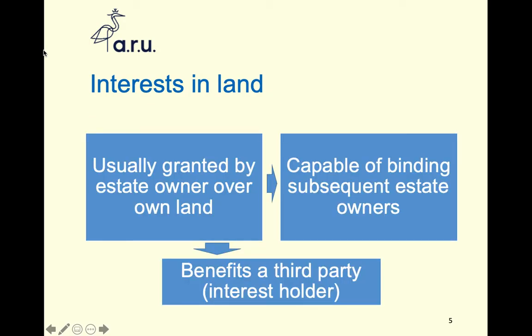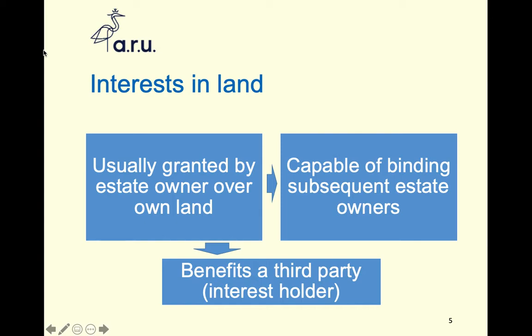As you'll see in the left box, you've got an interest in land that is usually carved out, created or granted by the estate owner themselves over land. That will be my wanting to go to the bank and borrow money in return for a mortgage on the property. That allows me to have the money I need to buy the property, but it also allows the bank to have an interest in my land. But I'll have given them that interest, I'll have given them that permission.